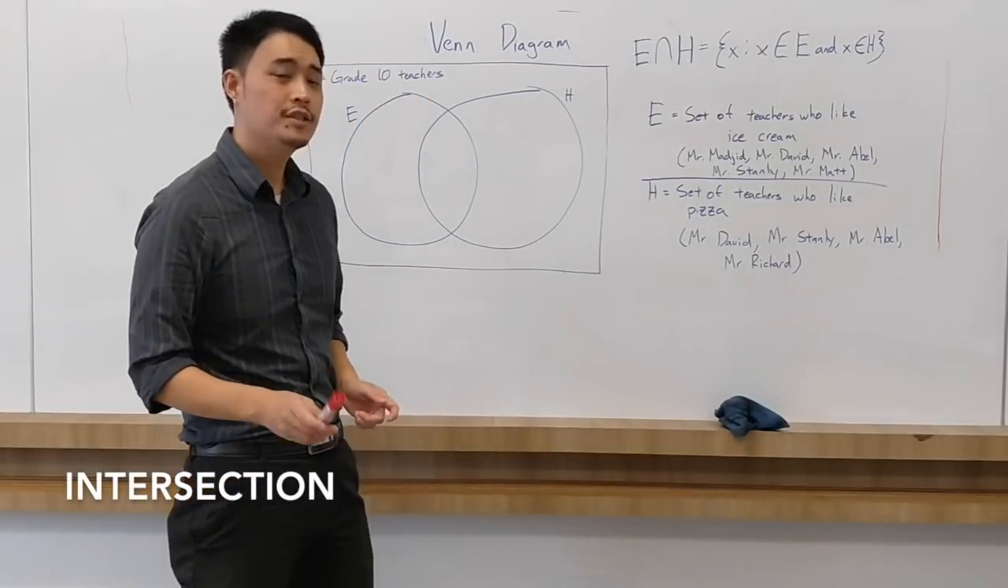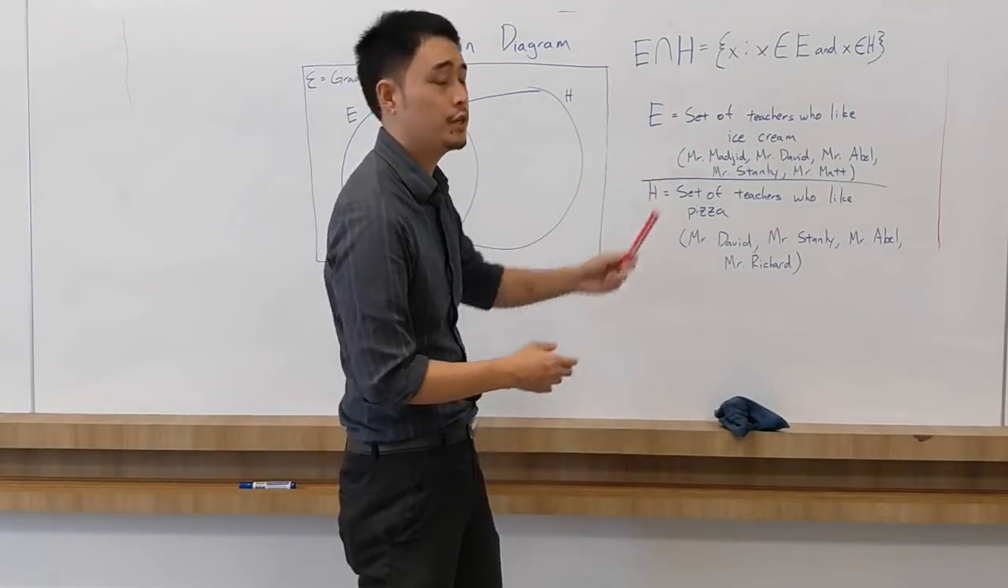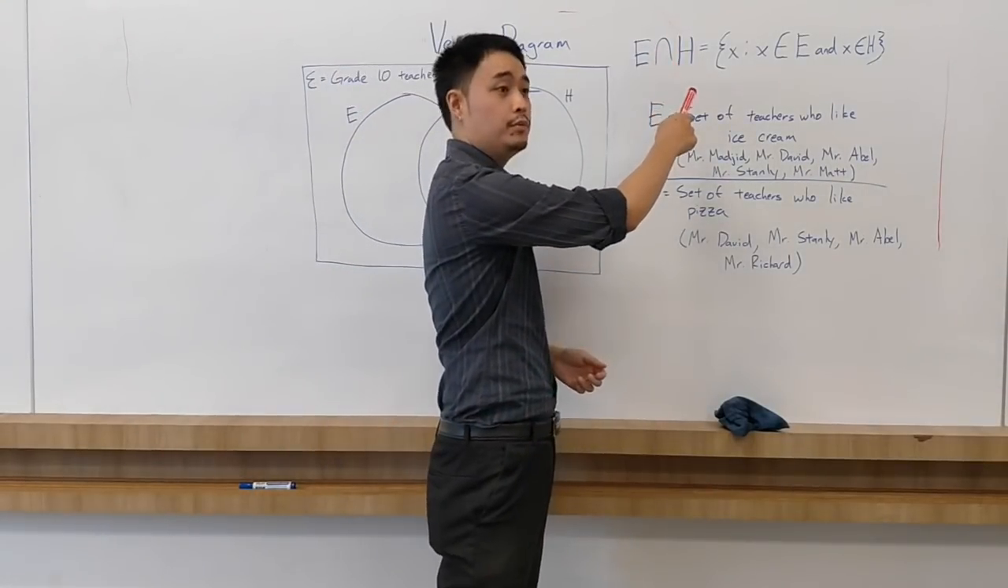Okay, so now let's take a look at the idea of intersection. So the definition of intersection is this little upside down U, right?